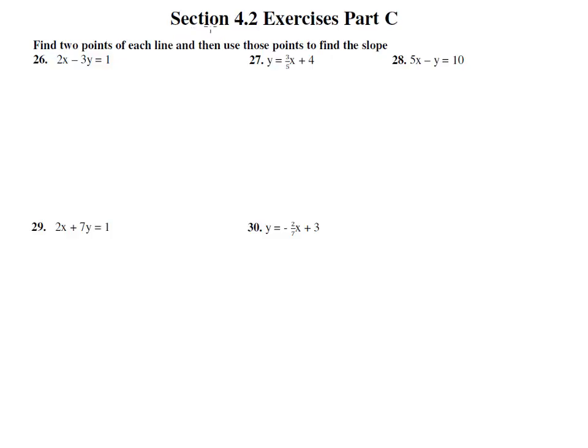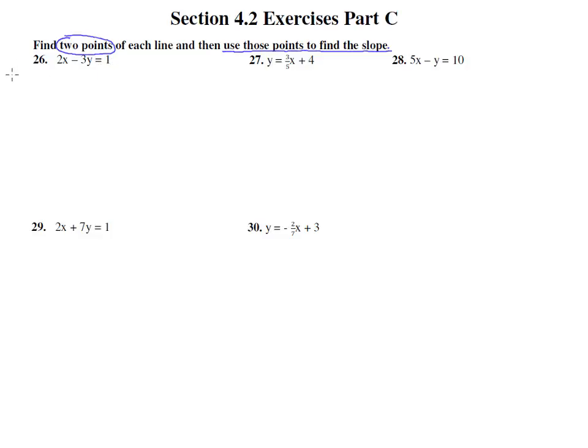Here we are in section 4.2 exercises, part C, with the numbers 26 through 30. Find 2 points of each line, so we've got to find 2 points first, then use those points to find the slope. We can do that. So number 26, 2x minus 3y equals 1.